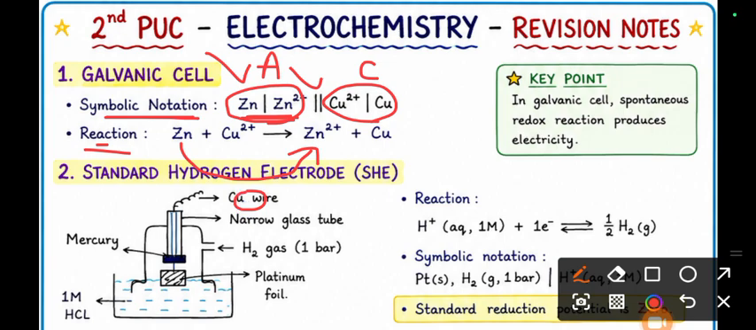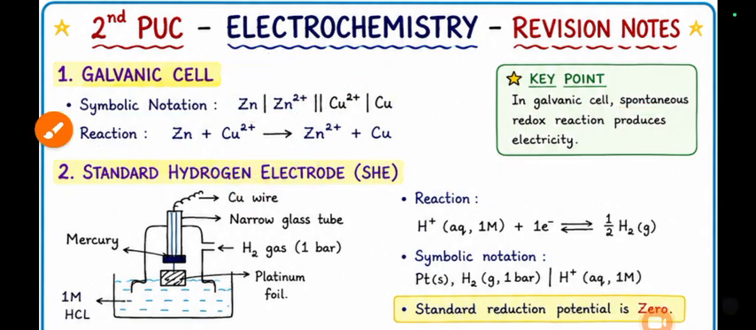Similarly, at cathode, reduction takes place. Copper ion gains 2 electrons and converts into copper. So this is the symbolic notation and reaction of galvanic cell, and in the galvanic cell, redox reaction is spontaneous, so delta G, Gibbs free energy change value, is negative.